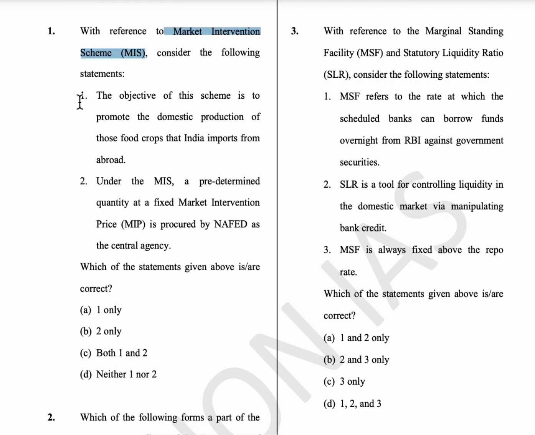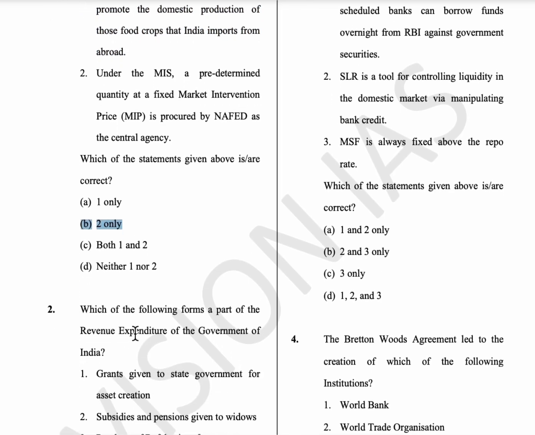First statement: the objective of the scheme is to promote the domestic production of those food crops that India imports from abroad. The first statement is wrong because the scheme is to support the prices of horticulture and perishable products. Coming to the second statement, under the market intervention scheme, a predetermined quantity at the fixed market intervention price is procured by NAFED as the central agency. So the second statement is correct. So only option B is correct.